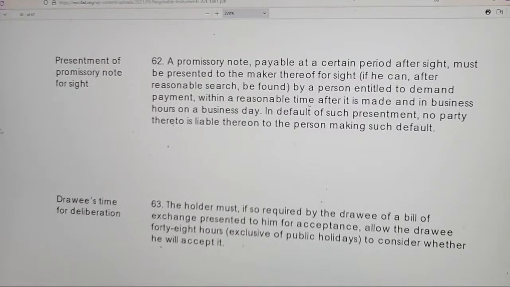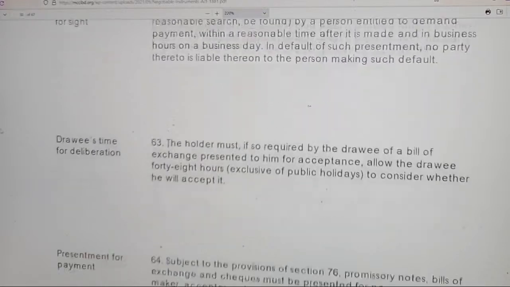Presentment of a promissory note for sight. 62. A promissory note payable at a certain period after sight must be presented to the maker thereof for sight, if he can, after reasonable search, be found, by a person entitled to demand payment within a reasonable time after it is made, and in business hours on a business day.